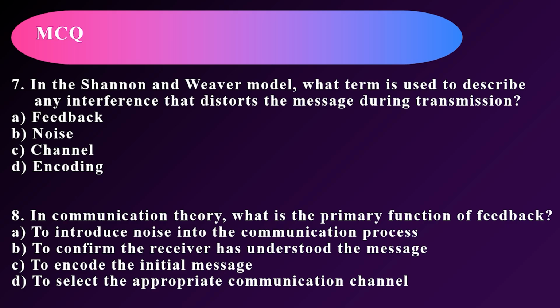Question 8. In communication theory, what is the primary function of feedback? Option A, to introduce noise into the communication process. Option B, to confirm the receiver has understood the message. Option C, to encode the initial message. Option D, to select the appropriate communication channel. Answer is option B, to confirm the receiver has understood the message.